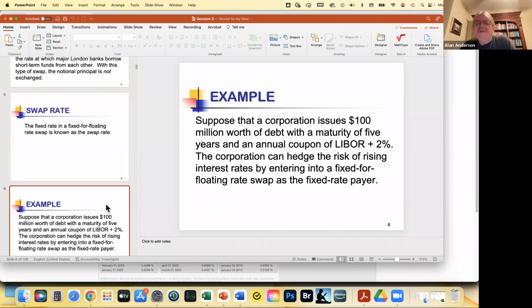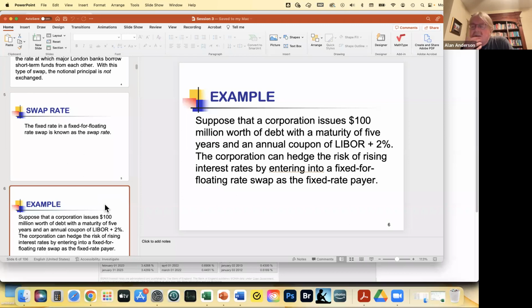So here's a very simple example. A corporation issues $100 million worth of debt with a maturity of 5 years. Now, they have to pay this. They're offering a coupon of LIBOR plus 2%. So whatever LIBOR is, they pay that plus another 2%. Now, what may happen is they may decide that rates are heading up, and so therefore this is not a good position to be in. But there's nothing they can really do about it. They've committed themselves to paying this to the bondholders.